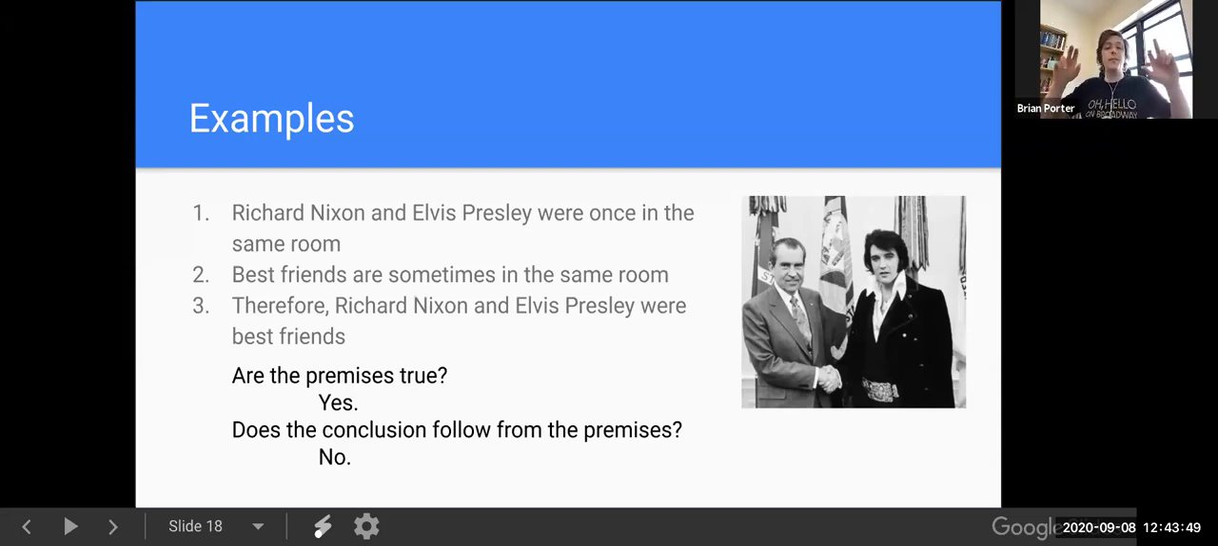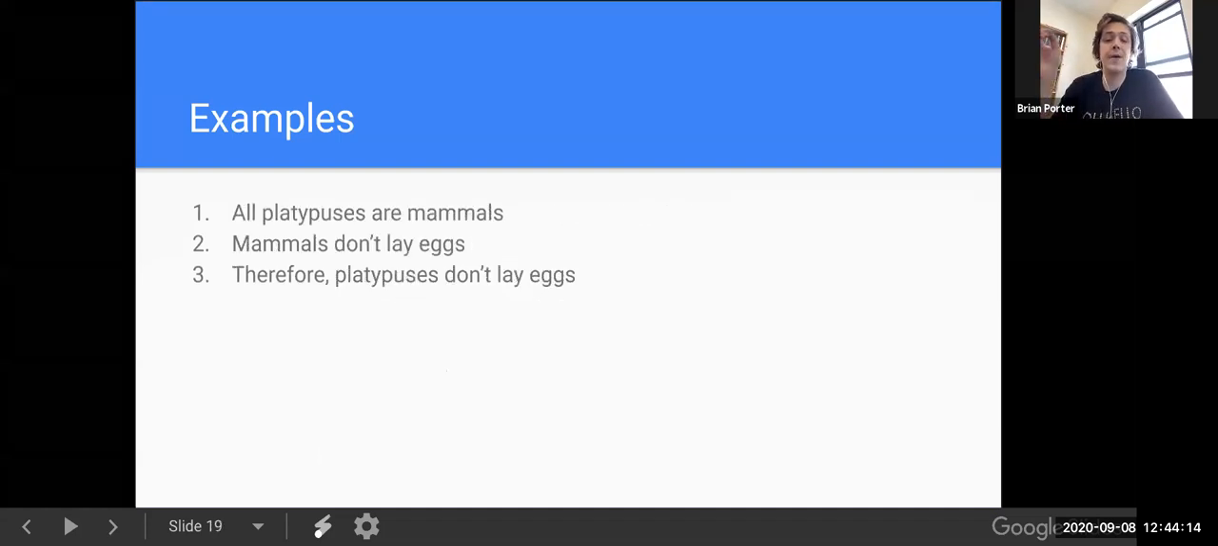Because if you have true premises, but the conclusion doesn't follow from those premises, then the conclusion might still be false. And in fact, in this case, the conclusion is false. Richard Nixon and Elvis Presley were not best friends. But the premises are both true. So the conclusion's false, but the premises are true. So the conclusion does not follow from the premises. Now, here's another example.